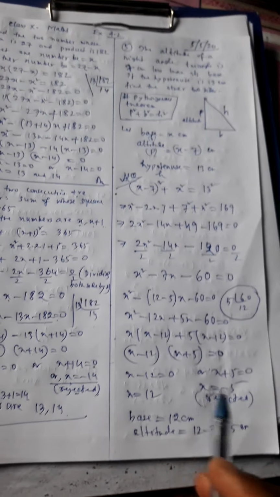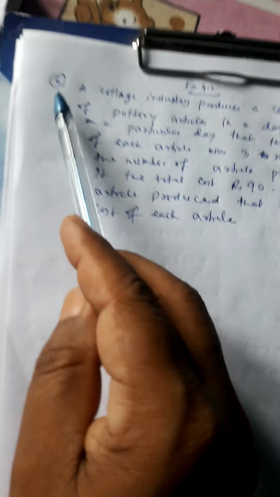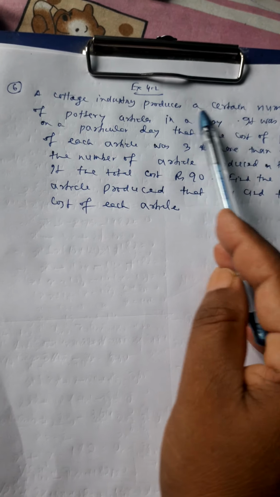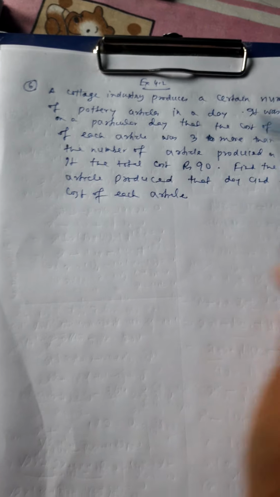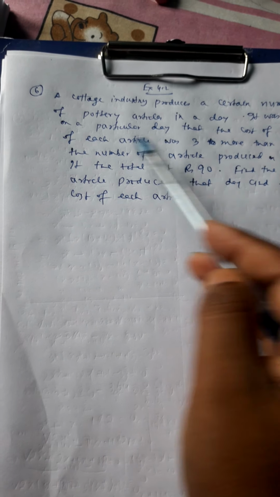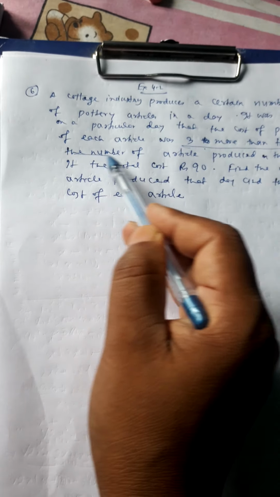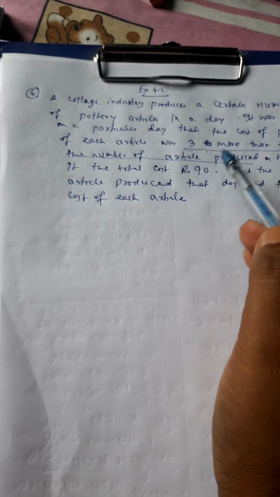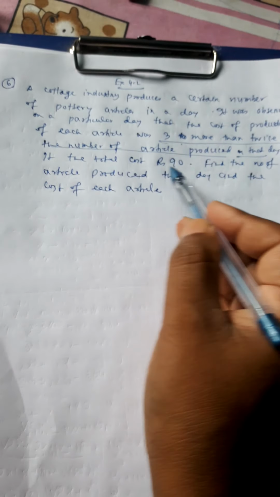Hope you understand this. So this is clear. So next question and the last question for today. In the last question, number 6, a cottage industry produces a certain number of pottery articles in a day. It was observed that on a particular day the cost of production of each article was 3 more than twice the number of articles produced. So this is the relation we have to remember on that day, and the total cost is this.